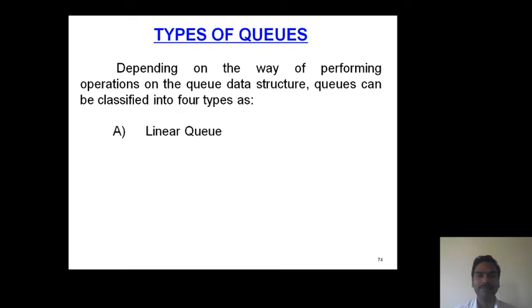like linear queue, circular queue, deque and priority queue. So four types of queues are possible: linear queue, circular queue, deque and priority queue.